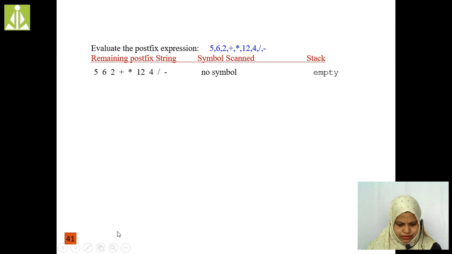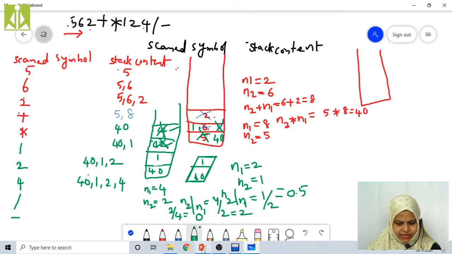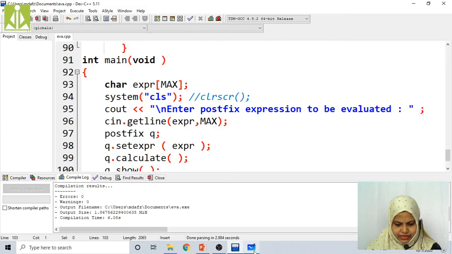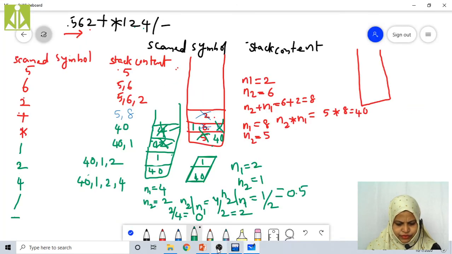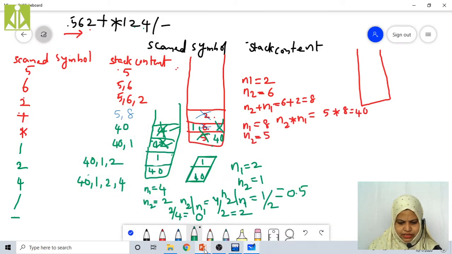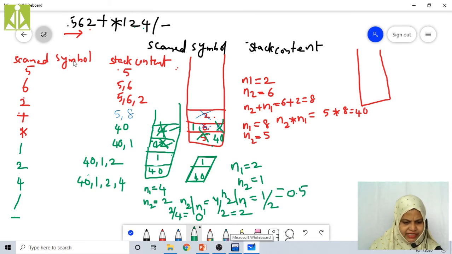562 plus star. Then 124. And then divide minus. Why am I getting this one? 562 5840. Here 124 divide minus, 5 is there.